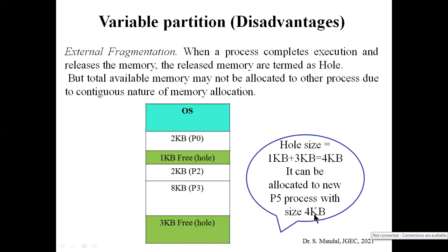That is the main feature of contiguous memory allocation: the whole process should be placed in a single partition. Here, although the total size is the same as the process, it cannot be allocated across different partitions. So the total available memory may not be allocated to another process due to the contiguous nature of the memory allocation. We can conclude that the variable partition technique still suffers from external fragmentation.